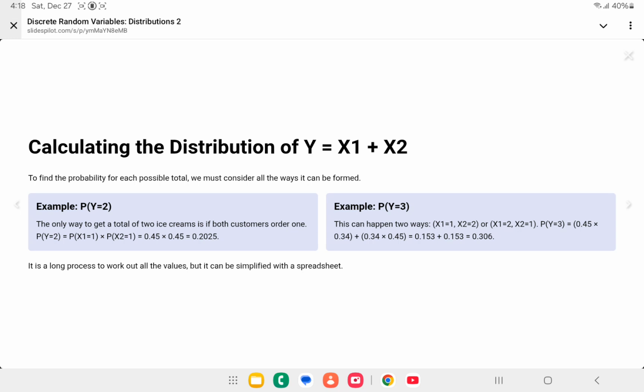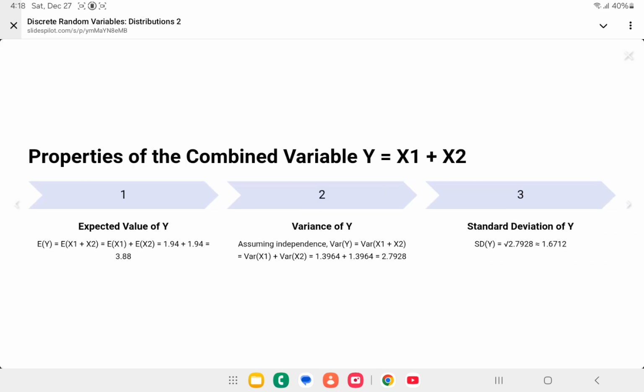The probability that they will order 3 ice creams altogether is the probability that X1 equals 1 and X2 equals 2, plus the probability that X1 equals 2 and X2 equals 1. That equals 0.45 times 0.34 plus 0.34 times 0.45 equals 0.306. You can see that it is quite a long process to work out all the values, though a spreadsheet can make it a bit simpler. This is the distribution of Y equals X1 plus X2. You might like to check that you can get these values.